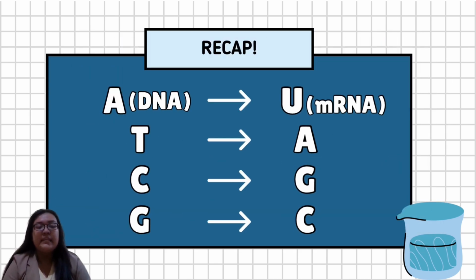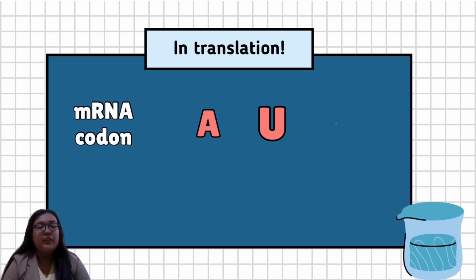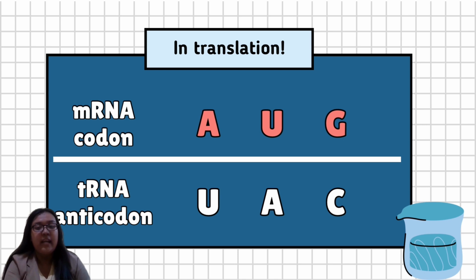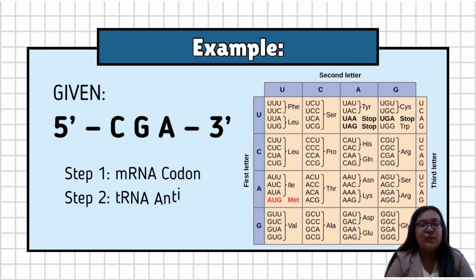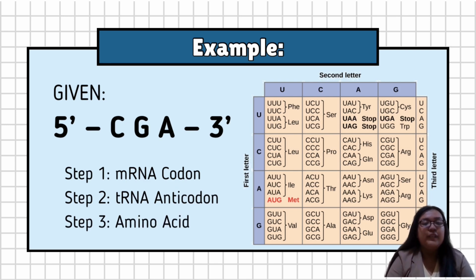You might remember that in DNA, adenine pairs with thymine, thymine with adenine, cytosine with guanine, and guanine with cytosine. But in translation, the pairing between mRNA and tRNA uses standard complementary base pairing rules: adenine A pairs with uracil U, and cytosine C pairs with guanine G. Here's an example to go through step by step. Suppose the mRNA codon is 5' CGA 3', the tRNA anticodon matching would be 3' GCU 5'. Using a codon chart, CGA codes for arginine, ARG or R.